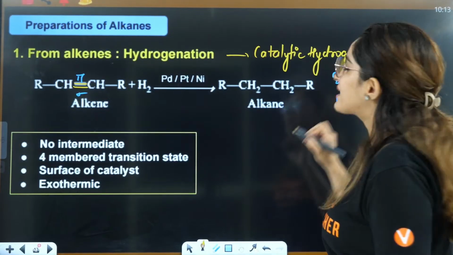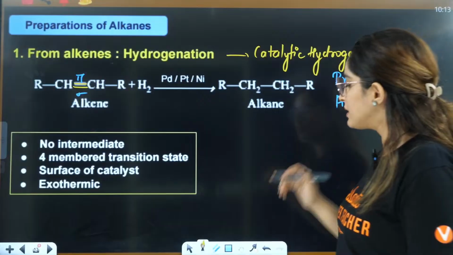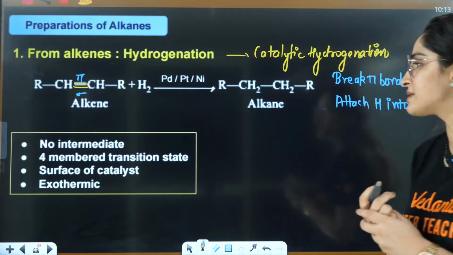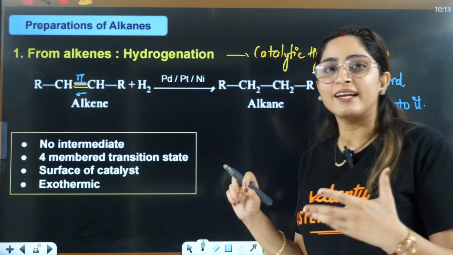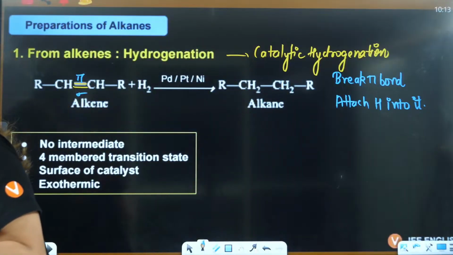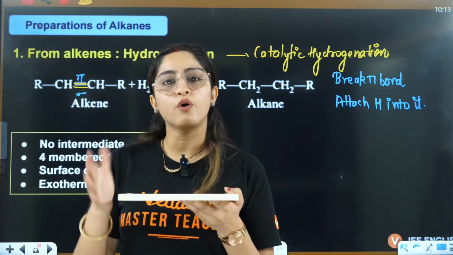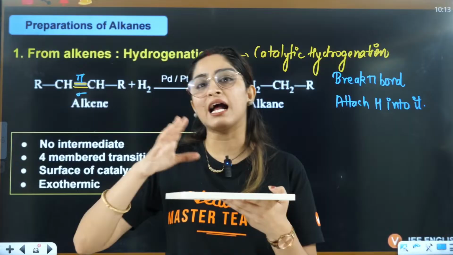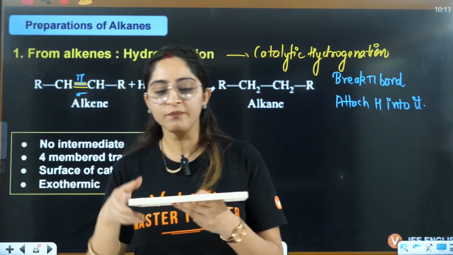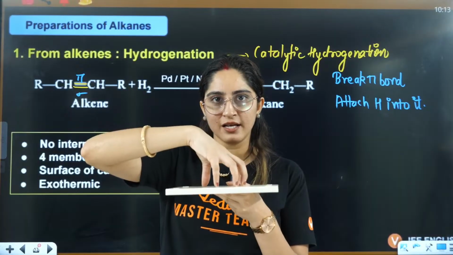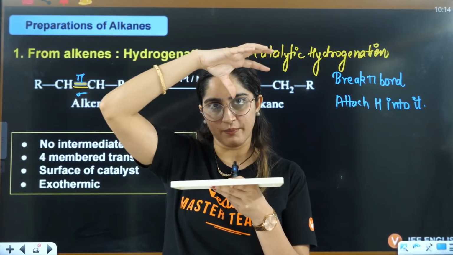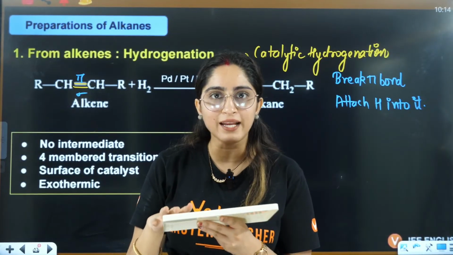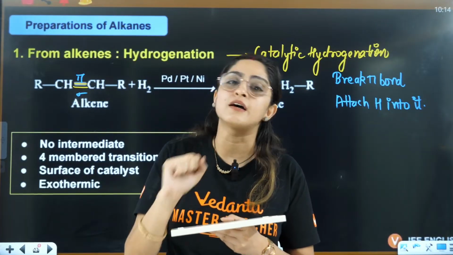So guys, in catalytic hydrogenation, what is the mechanism? I will tell you. Basically, this catalytic hydrogenation is like, okay, let's see, this is the surface. You know the concept of adsorption. So this is the catalyst surface. What exactly happens in catalytic hydrogenation? You will have alkene here, and hydrogen will also show the reaction on the surface of this particular catalyst, right? And that's how a 4-member transition state will be formed.